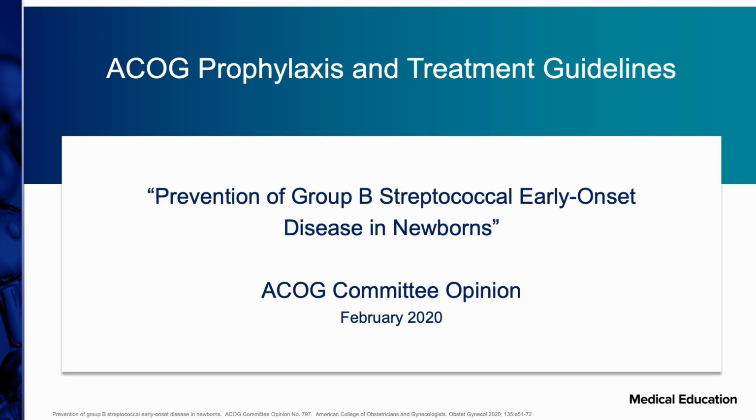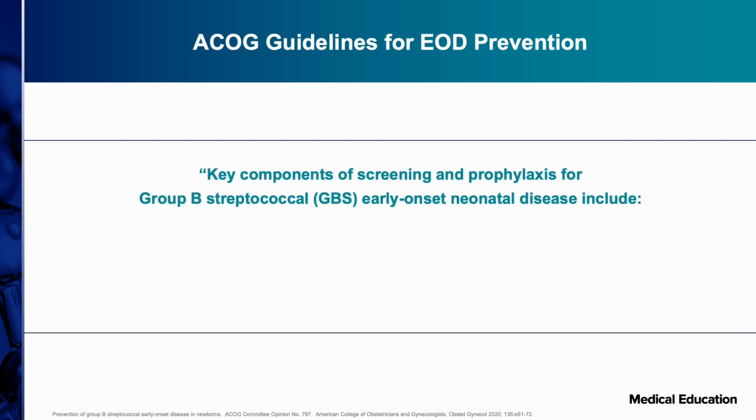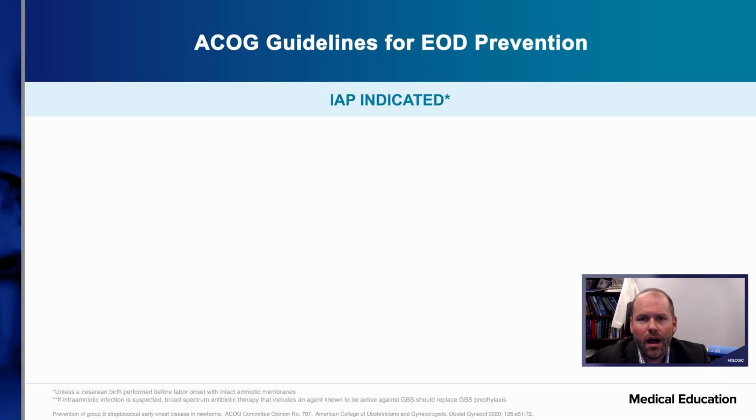This is published as an ACOG committee opinion back in February of 2020, looking at the prevention of group B strep early onset disease in newborns. The guidelines for early onset disease prevention really highlight how important IAP is and how effective it is in avoiding early onset disease. And so when do we use IAP and when do we not use IAP? Well, IAP is indicated in many different scenarios, which are laid out here.